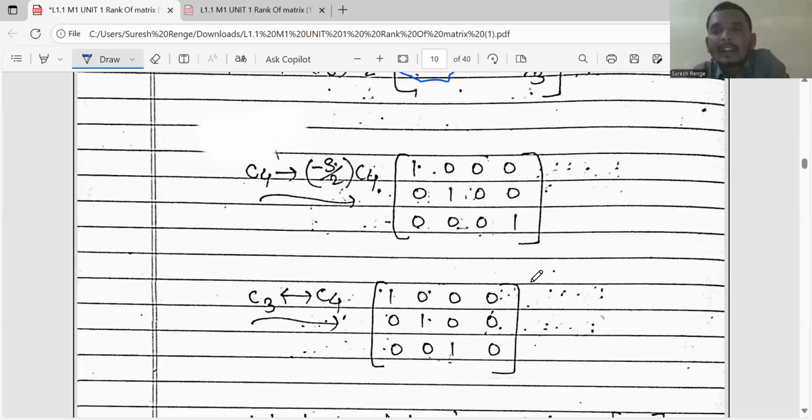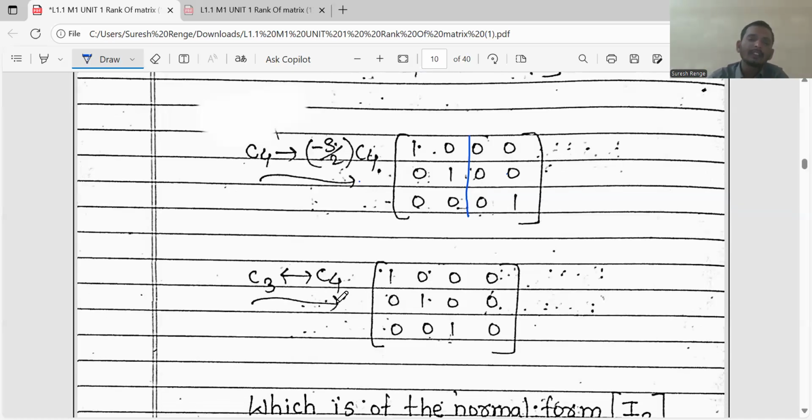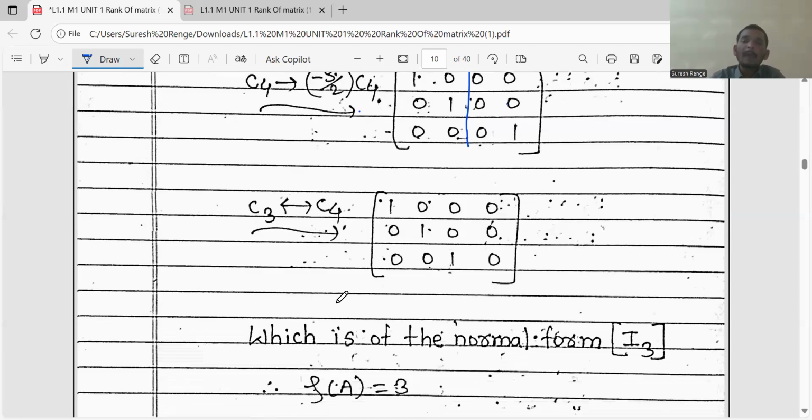Now I want to reduce that matrix into normal form. This third column is equal to 0, which means move it to one side. Now we apply this operation, change C3 to C4, meaning interchanging column number 3 and column number 4. We are interchanging these columns. Now the matrix gets converted into 1 0 0 0, 0 1 0 0, 0 0 1 0. Now this is the matrix.